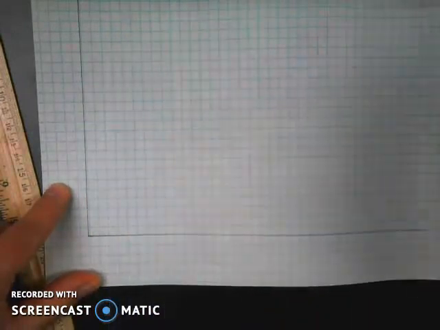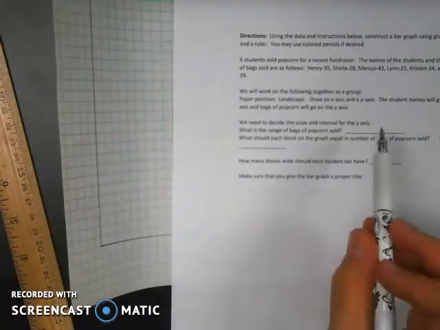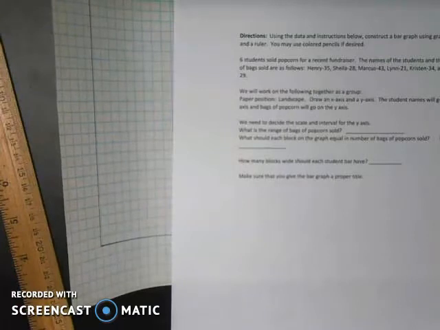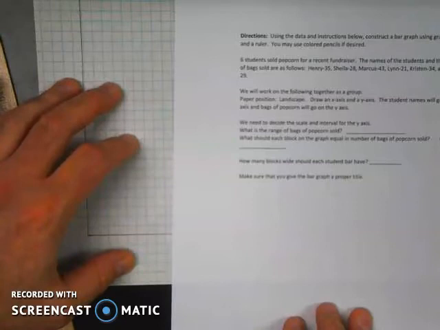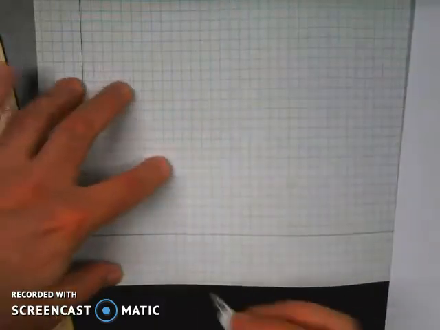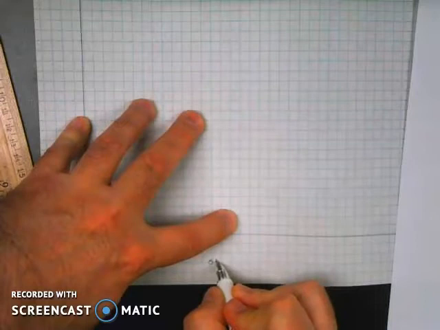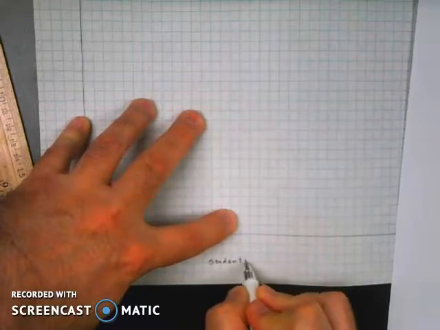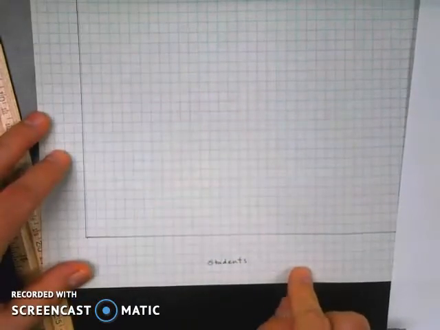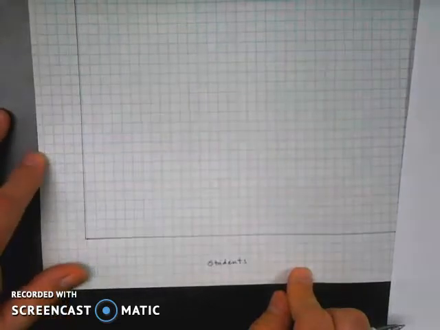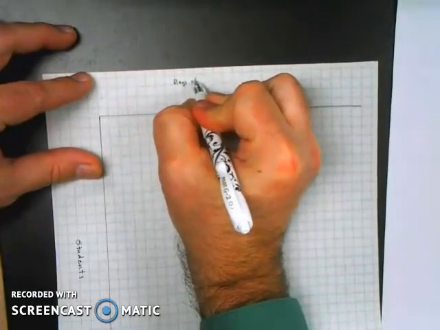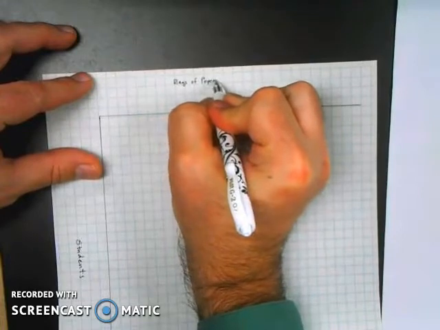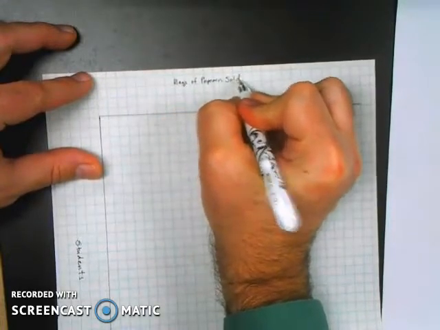So if we take a look at the data, the student names will go on the X axis. So we have 6 students: Henry, Sheila, Marcus, Lynn, Kristen, and Linus. So I'm going to put a label down here that says students. And then bags of popcorn goes on the y-axis. So I'm going to turn my paper and I'm going to write bags of popcorn. And I'm going to put sold because we're talking about that.